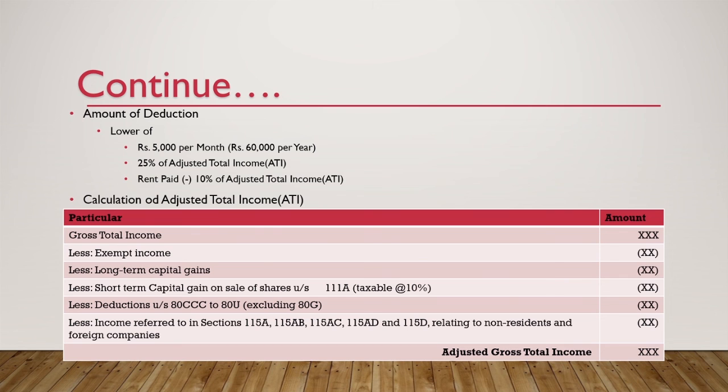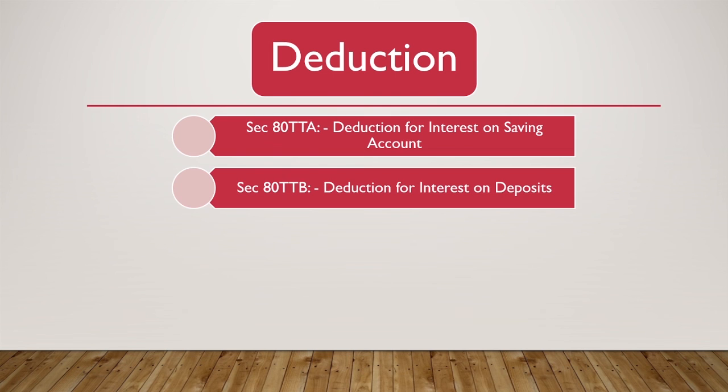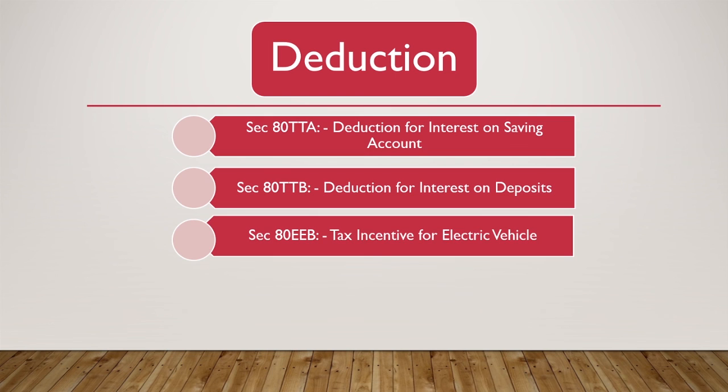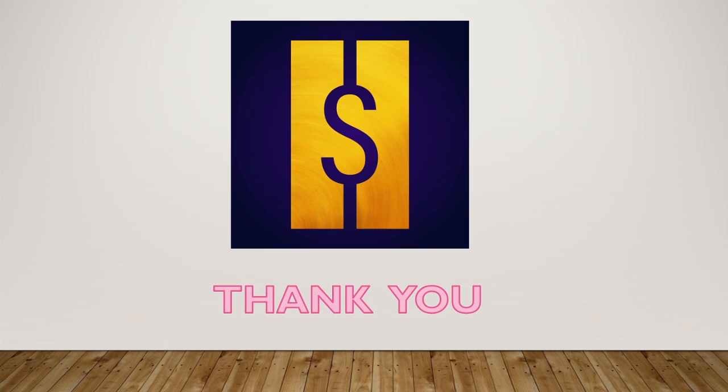So friends, today we have learned about section 80TTA, deduction for interest on savings account, section 80TTB, deduction for interest on deposits, section 80EEB, tax incentive on electric vehicle, and section 80GG, deduction for rent paid. I hope after listening to this, even you might have come to the conclusion that these sections are meant for the common man.